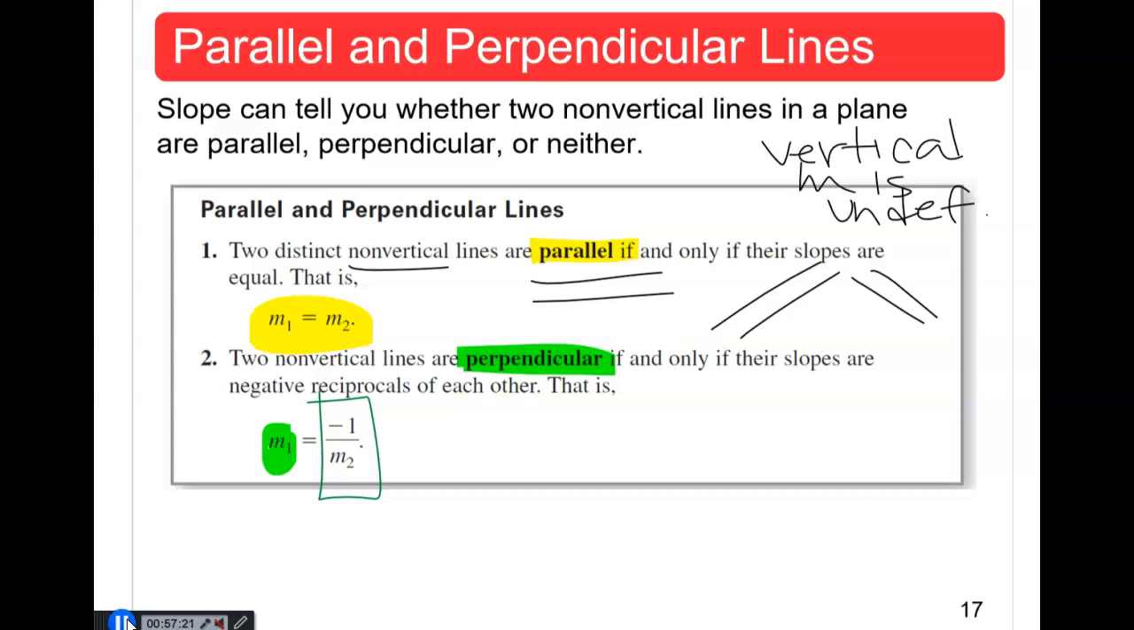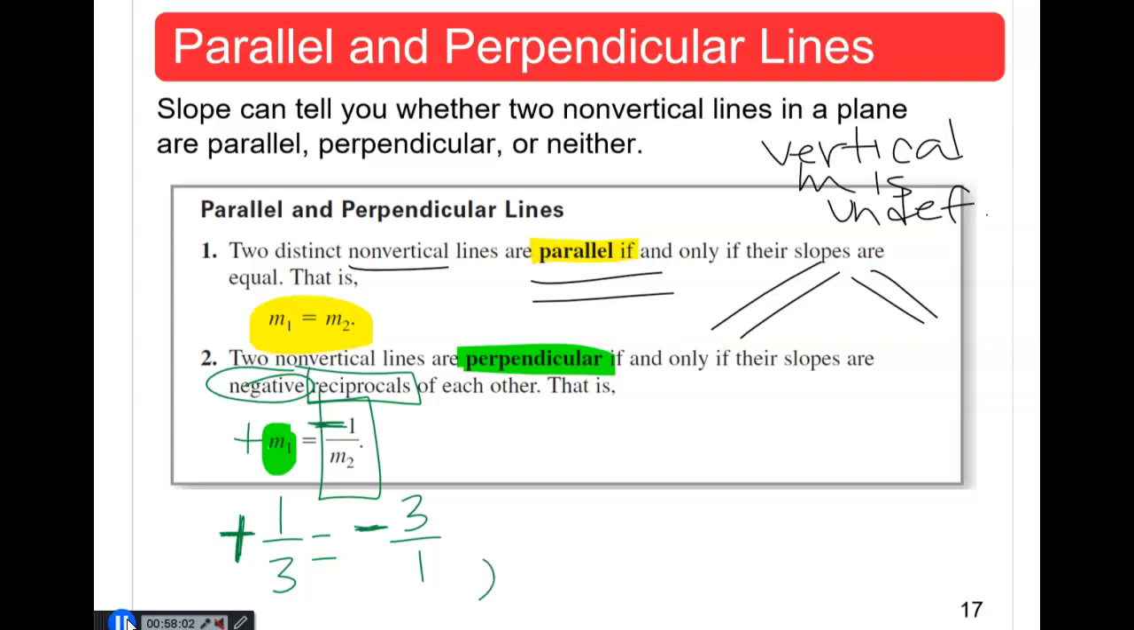Now, what does it mean to be a negative reciprocal? Well, negative means that if this is positive, the other one will be negative. If we had something like positive, let's say 1/3, then the other slope will be negative. And the reciprocal part means that you flip the numerator with the denominator. So instead of 1/3, we will have 3/1. But remember, the negative part means that it will change from positive to negative.